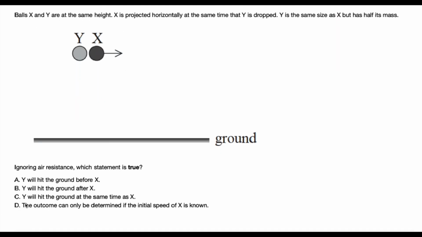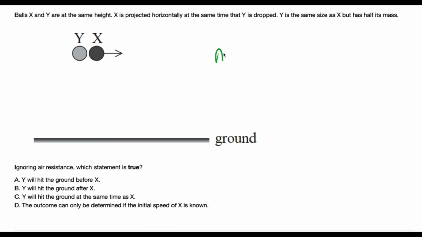Ball X and Y are at the same height. X is projected horizontally at the same time that Y is dropped. Y is the same size as X, but half of its mass. Ignoring air resistance, which statement is true? So Y will hit X before, or after, or at the same time.